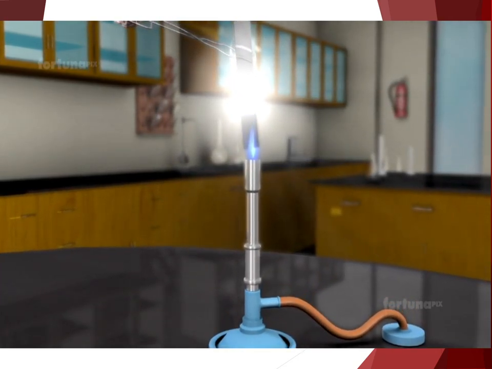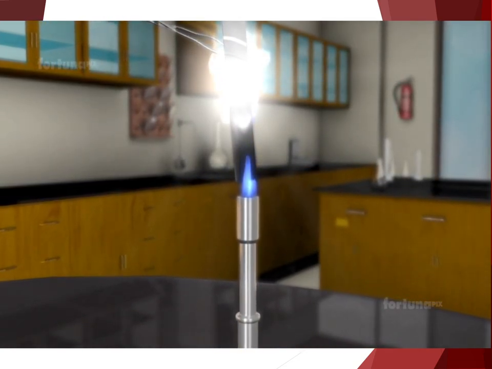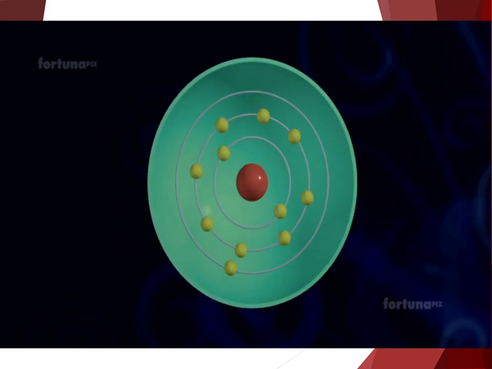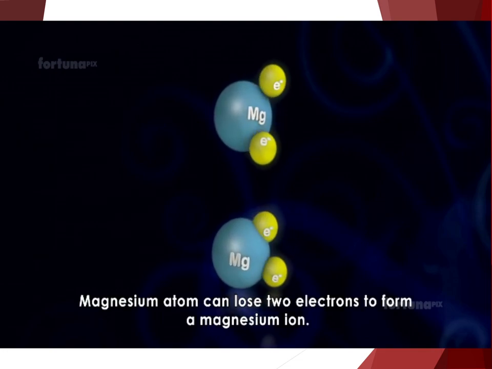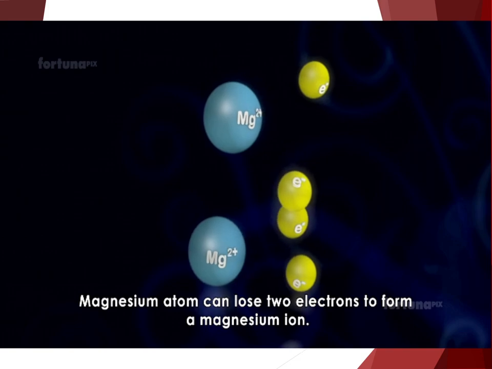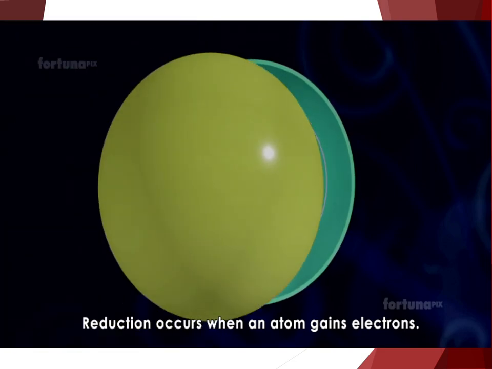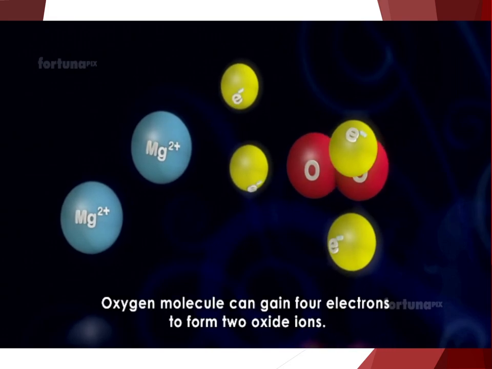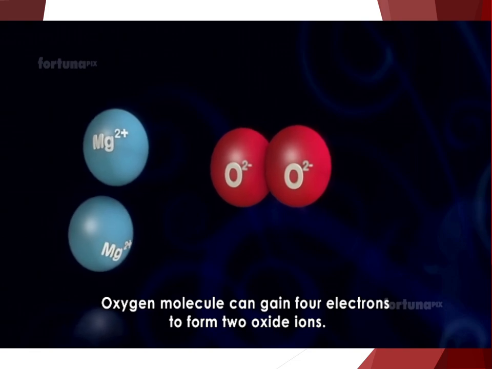In order to study redox reactions, we need to understand the difference between oxidation and reduction. Oxidation occurs when an atom loses electrons. For example, a magnesium atom can lose 2 electrons to form a magnesium ion. Reduction occurs when an atom gains electrons. For example, an oxygen molecule can gain 4 electrons to form 2 oxide ions.